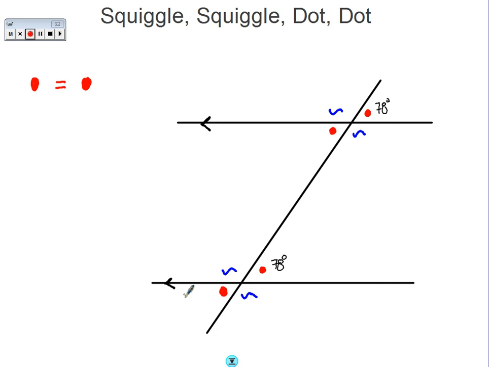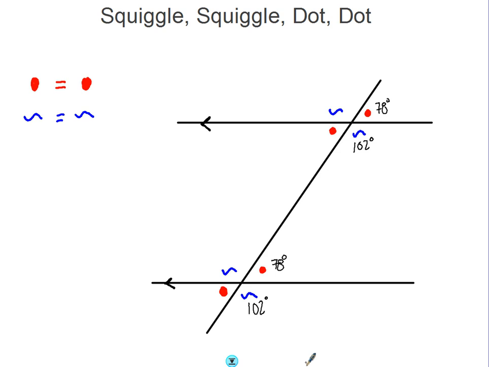Okay? The second relationship that we're going to identify here is the idea that all squiggles are equal to all squiggles. So therefore, if all squiggles are equal to all squiggles, and this squiggle right here was 102 degrees, that means all the other squiggles would be 102 degrees.